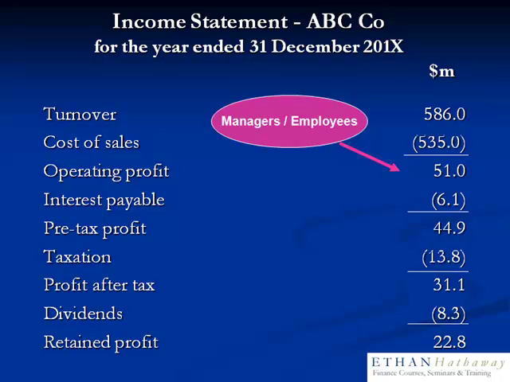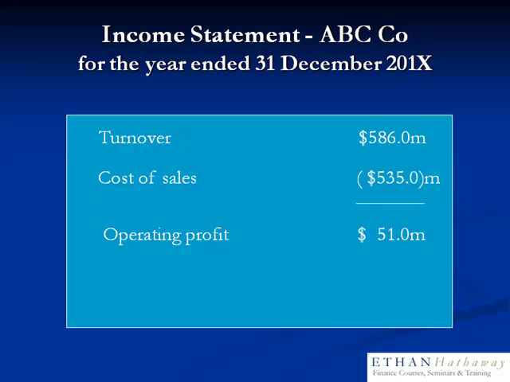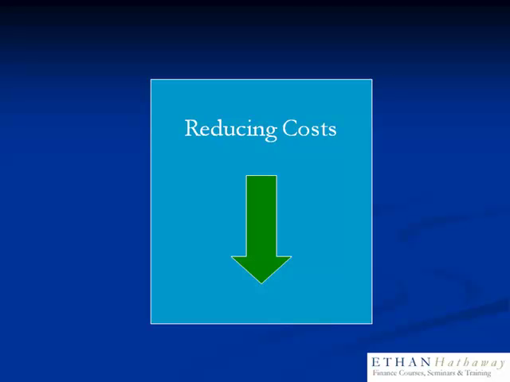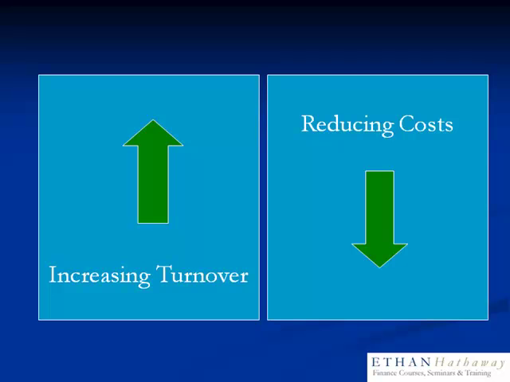Managers and employees are likely to be particularly interested in operating profit, as this is the type of profit they are most likely to be able to influence. Let's take a closer look. Operating profit can be increased by either increasing turnover, that is selling more or increasing selling prices, or reducing costs, or a combination of the two.